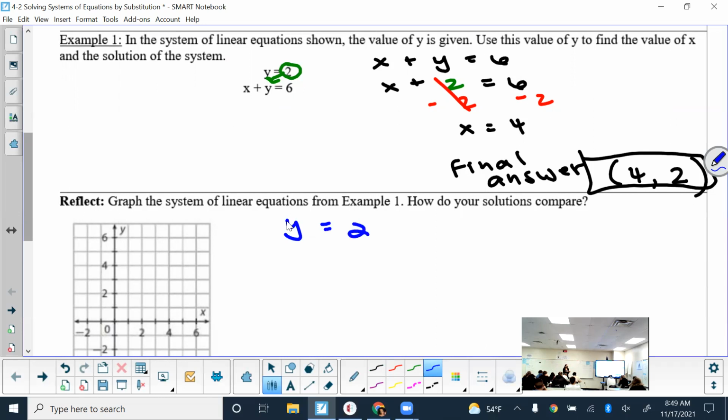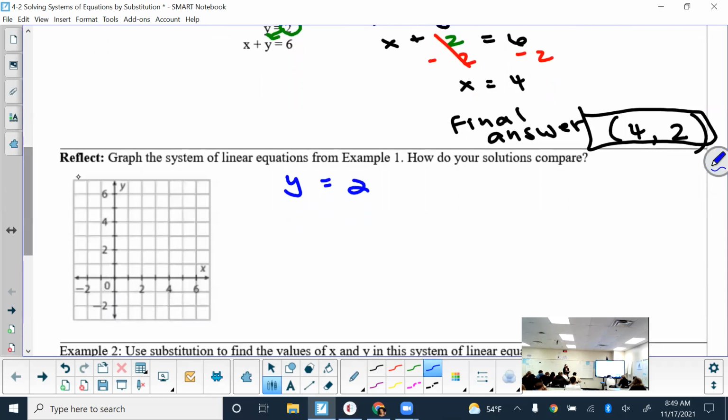Good. Is y equals 2 in slope-intercept form? It is actually. It just doesn't have a slope. All right. The slope is 0. So what's my y-intercept? 2. And since it doesn't have a slope, the slope is 0. It's just a horizontal line. I don't know if you remember back then, but when it's y equals a number, it's a horizontal line.